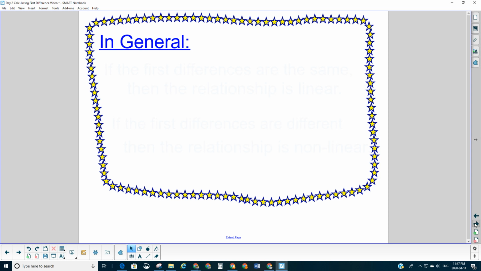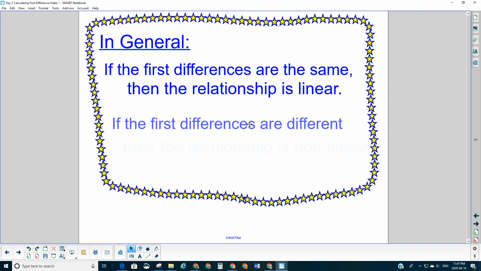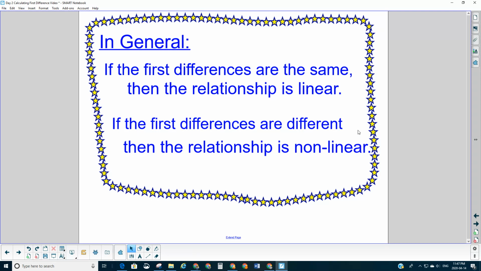So, in general, what we're discovering here is if you notice that the first differences are the same, that means the relationship is going up by the same amount and the jumps are all the same, then the relationship is linear. But if the first differences are different, then the relationship is nonlinear. They don't jump up by the same amount, so it won't result in a straight line.